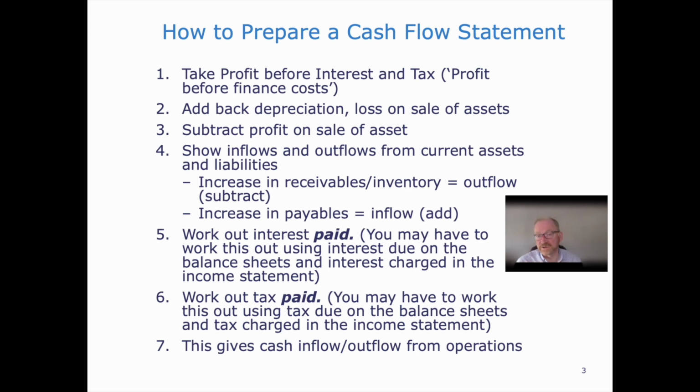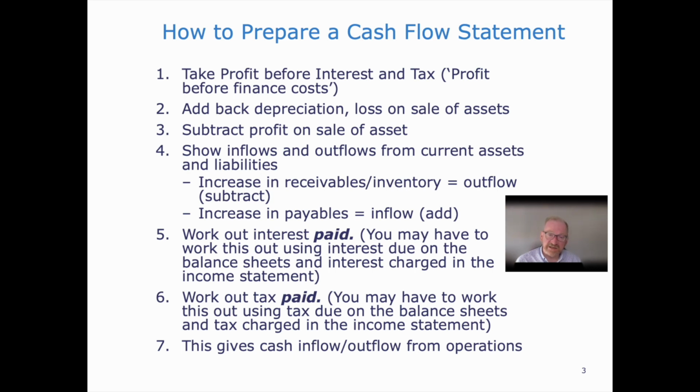So the logic we use is to say, well, if we owe 10 of interest at the start of the year and we charge 30 during the year, then if we didn't owe any at the end, we must have paid 40. But if we do owe, say, 20 at the end, then we've only paid 20. So you use that kind of logic to work out what is the interest paid, and be sure you understand the difference between interest paid and the interest charged in the income statement.